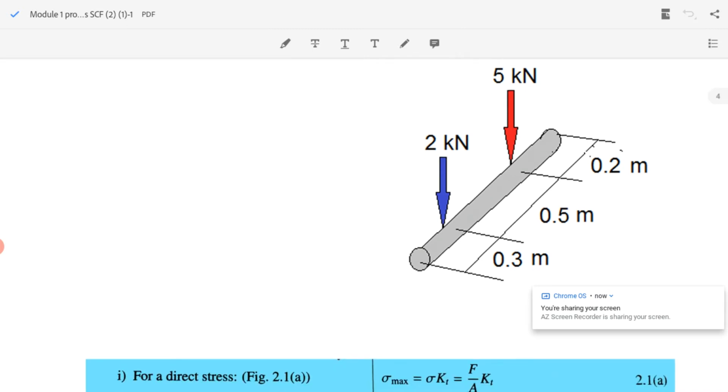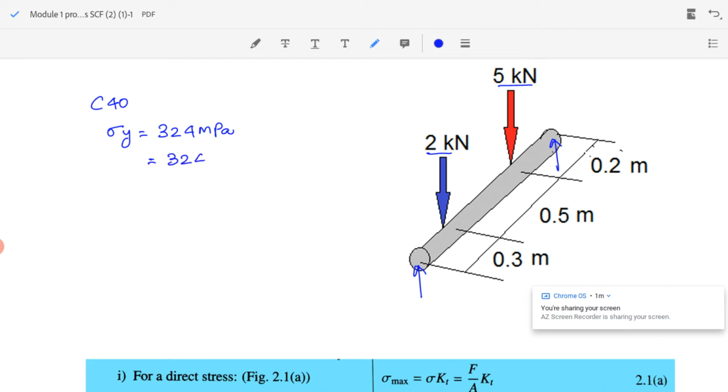Figure is given. We have the two loads 2 kN and 5 kN. Further, the distance between those points are also given, and it is simply supported at the ends. So we have the two end supports. Further, it is given that the material is C40. So I will select C40 for sigma y equal to 324 megapascal, and megapascal is same as Newton per millimeter square. So 324 Newton per millimeter square. The factor of safety is given. Factor of safety is equal to 3.